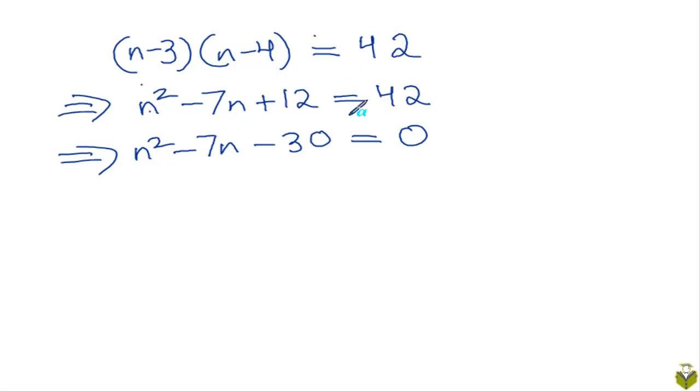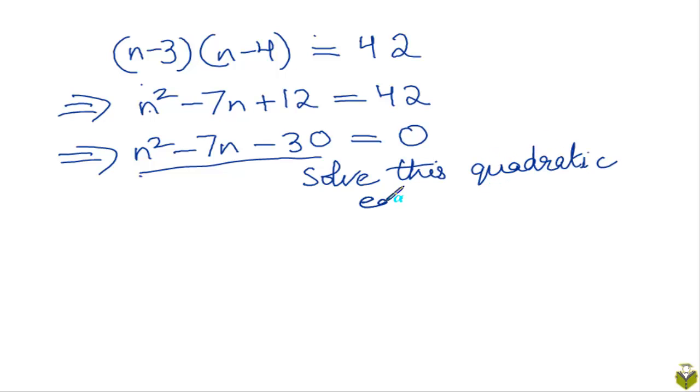This basically involves solving quadratic equations. Because you have the highest power of the polynomial in n as 2, you just have to solve this quadratic equation for n, right? So there are two ways to do it.